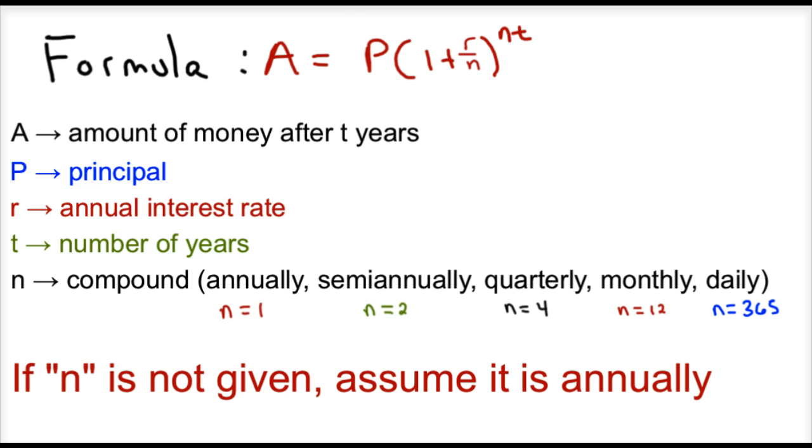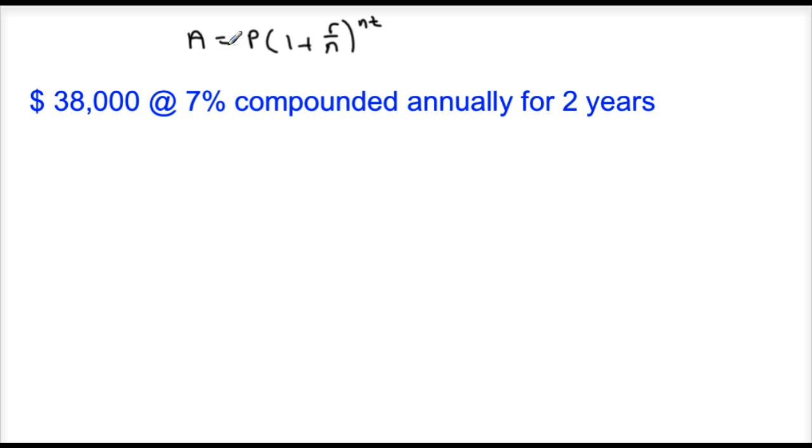Let's try one. My formula on top, I have $38,000. I'm going to earn 7%, compounded annually for 2 years. So $38,000 is my principal, 7% is my interest rate, compounded annually. N equals what? 1. And for 2 years, so T equals 2. Plug this into my formula.